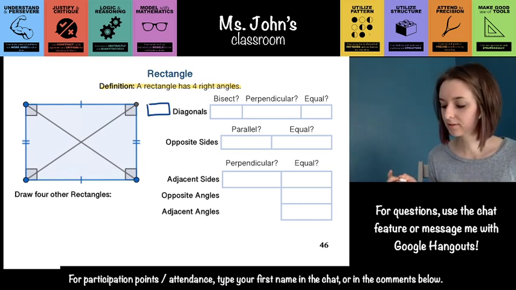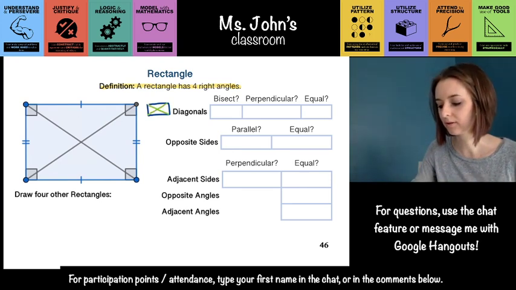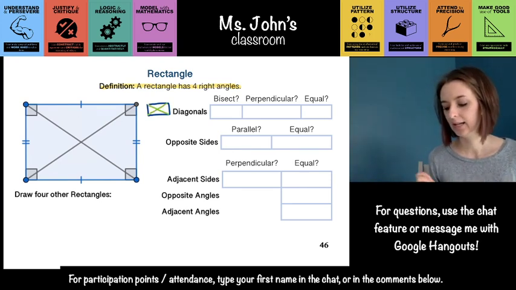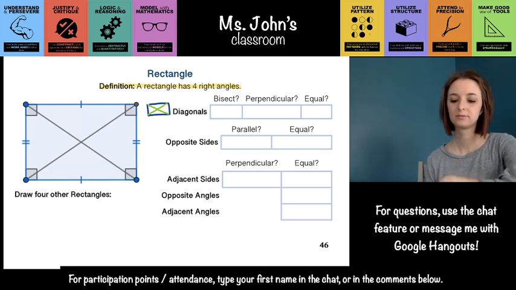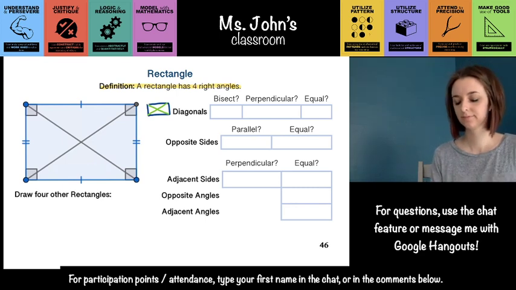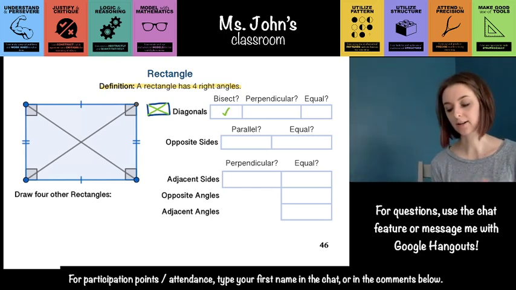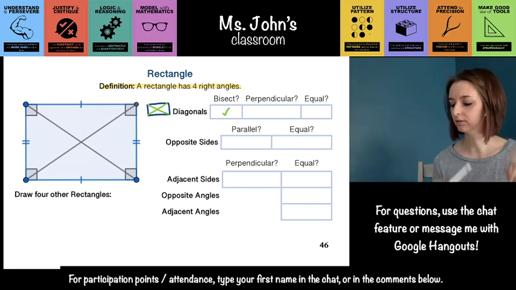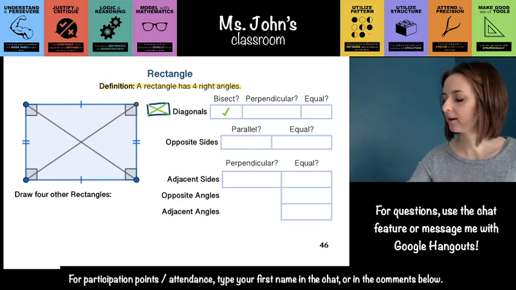The diagonals in a rectangle are again the lines that go diagonally through a rectangle. And in a rectangle, they do bisect each other. They do cut each other in half. So the definitions for these things are still the same. The diagonals cut each other in half, meaning that both sides of those two diagonals are the same.